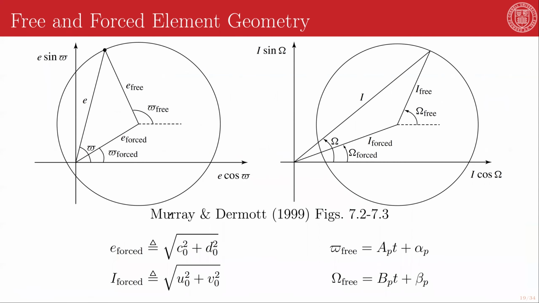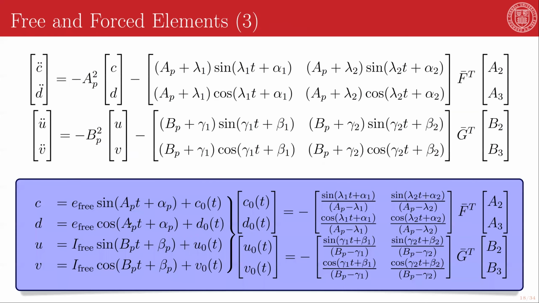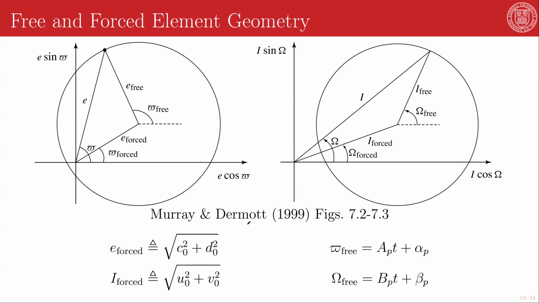On top of this, we will define forced components for the eccentricity and inclination, given by the root sum square of that C naught and D naught and U naught and V naught, respectively. And we will define longitude of periapsis free and longitude of the ascending node free, defined by the arguments of the sinusoidal functions in the solutions. So how should we interpret all of this?